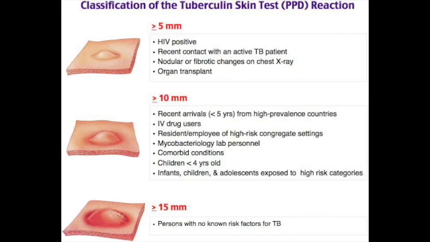If they have 5 millimeters or greater, this would be in patients with HIV or immunosuppressed, such as on prednisone for over a month. Also close contacts of a patient with TB, and a chest x-ray consistent with old or healed TB, such as a calcified granuloma. For greater than or equal to 10 millimeters on PPD, this is all other high-risk populations or high prevalence populations, or recent conversion, an increase in induration by over 10 millimeters in the past 2 years. Greater than or equal to 15 millimeters on PPD is everybody else.